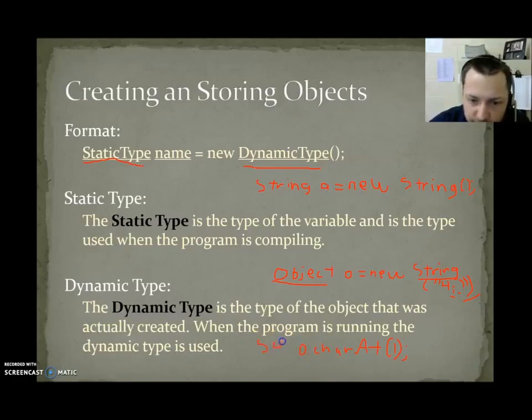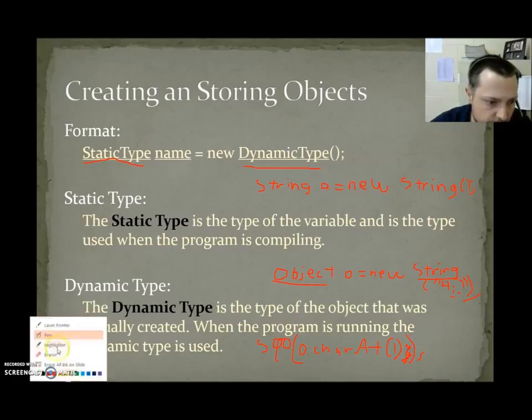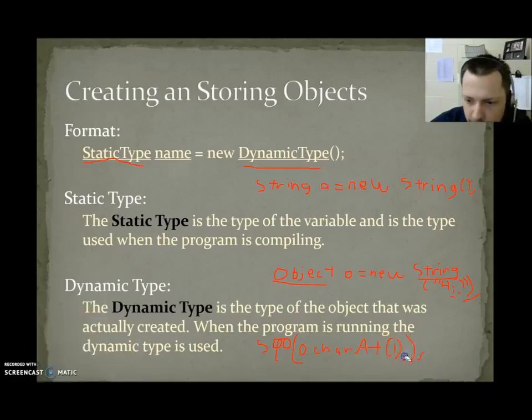Well, first of all, it wouldn't compile because we're not doing anything with it. But if we did SOP and got rid of that, let's do the eraser. So now that that's been erased, this wouldn't compile because even though we did SOP o.charAt(1), it thinks it's an object, and objects do not have a charAt method. But let's mark this out. We're done with that example.